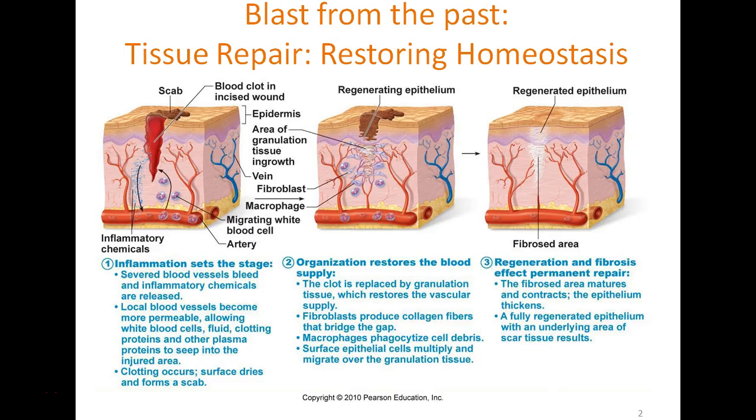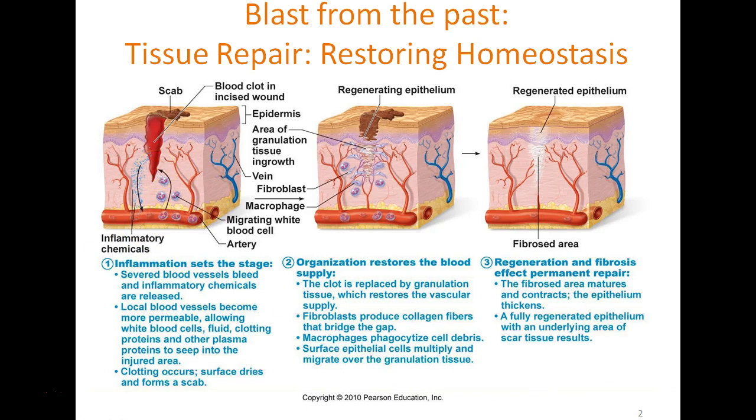This first slide is sort of a general overview of what we're going to be talking about over the next few minutes. Notice on the left we have a damage, a homeostatic imbalance. Notice there's an incision placed in that integumentary system. So inflammation is going to set the stage. It's going to begin. Notice that these white blood cells are migrating towards that area of damage.